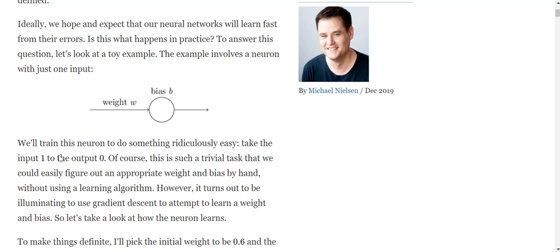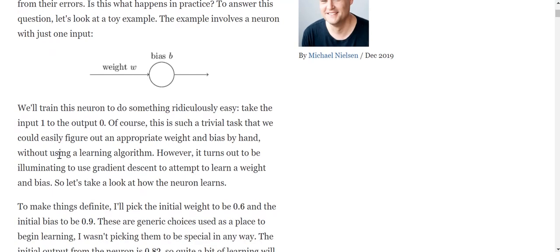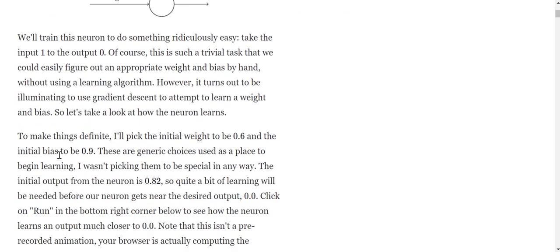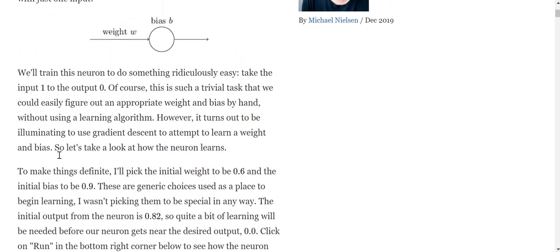The example involves a neuron with just one input. So you have the weights and the bias. We'll train the neuron to do something ridiculously easy. Take the input 1 to the output 0. Of course, this is such a trivial task that we could easily figure out an appropriate weight and bias by hand without using a learning algorithm. However, it turns out to be illuminating to use gradient descent to attempt to learn a weight and bias.